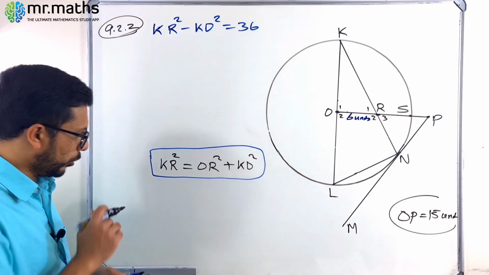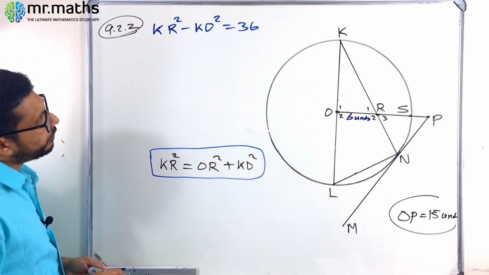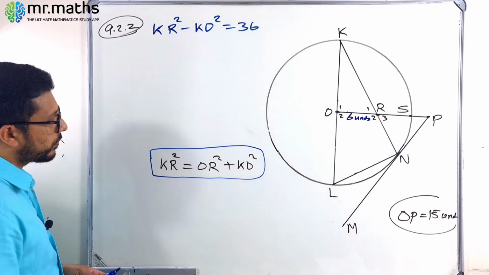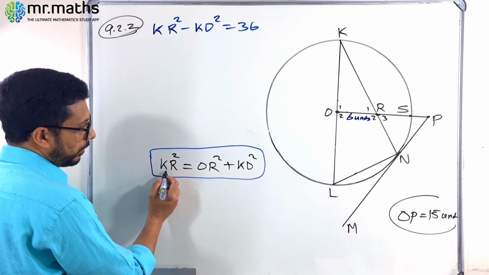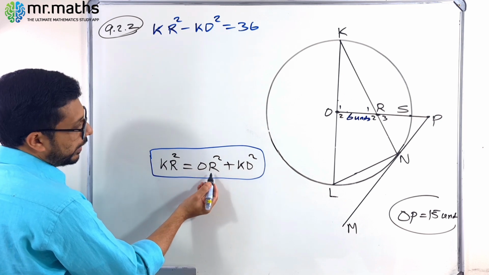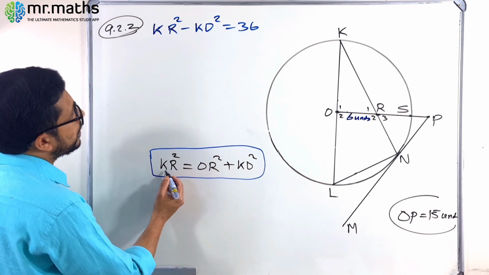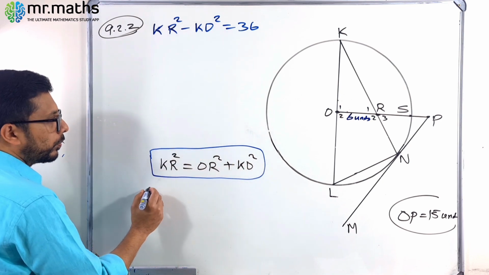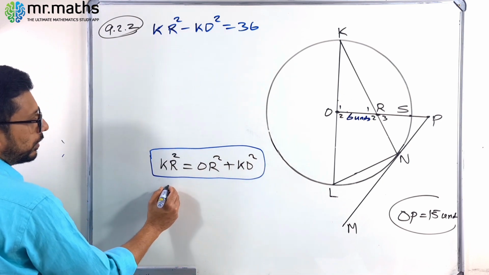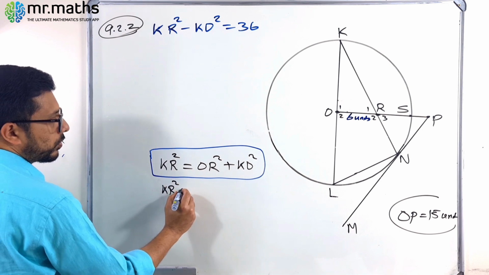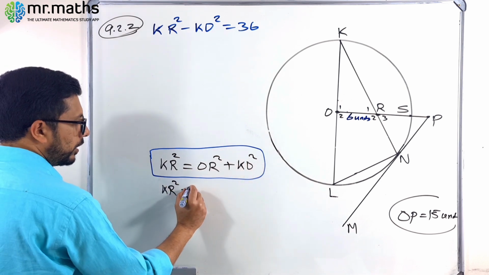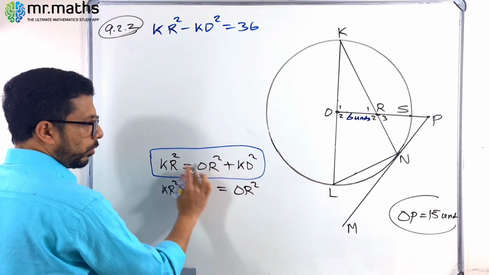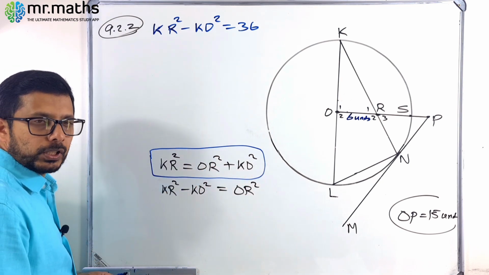Okay, so what I'm going to do is find from here, look at this one, KR square. Let me take this KO square to this side. Okay, so KR square, if I take this positive to this side, it is minus KO square is equal to OR square, only OR square remaining here.